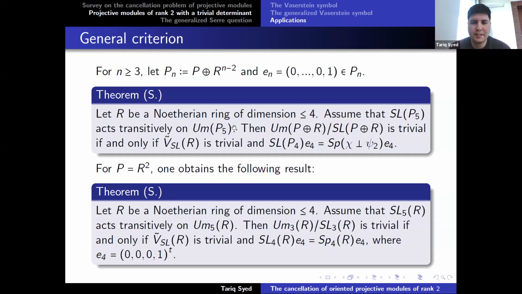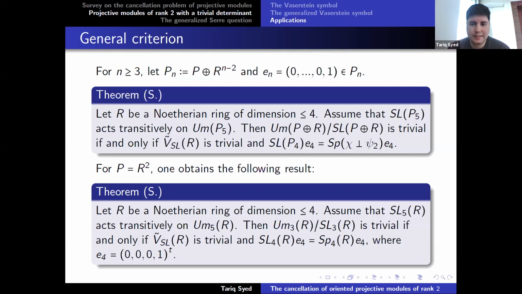So under reasonable assumptions, actually quite reasonable, this orbit space is trivial if and only if this group V tilde SL of R is trivial and some further condition is satisfied. So e_4 is this element for n equal to 4. And you can simply apply all these automorphisms of determinant 1 on the left-hand side and get new elements. And this set of elements should be equal to the set of elements if we take the subgroup generated by symplectic automorphisms, so symplectic with respect to this alternating form. Okay, that's quite technical.